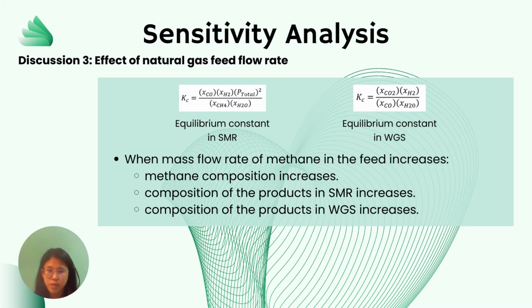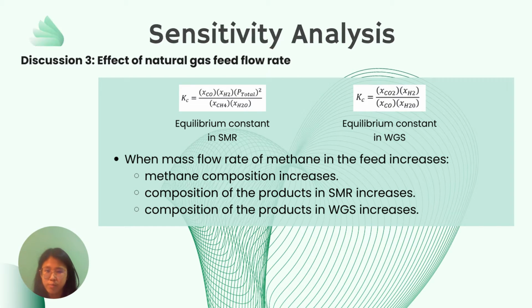Given that the temperature and the total pressure are kept constant, when we increase the mass flow rate of methane in the feed, it will lead to an increment of methane composition. Hence, by rearranging the formula, when the composition of methane increases, the composition of the products in the SMR also increases. This affects the products produced in WGS, as the reactants used in the WGS are the products of SMR. Thus, it will increase production of WGS.